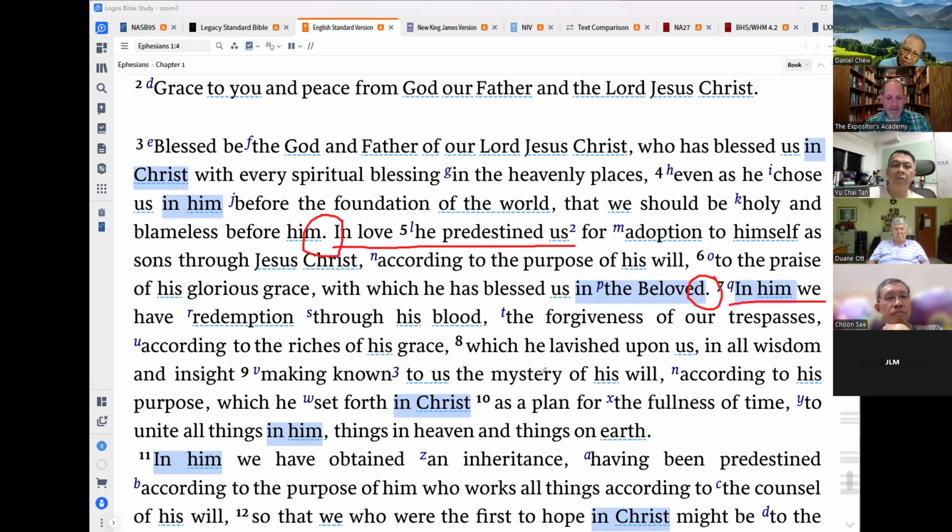But in the original Greek, we don't have that. So notice it says he in love he predestined us. So that's a clause, independent clause. Subject he, predestined is the verb, us is the object. But let me see what the Legacy Standard does here.